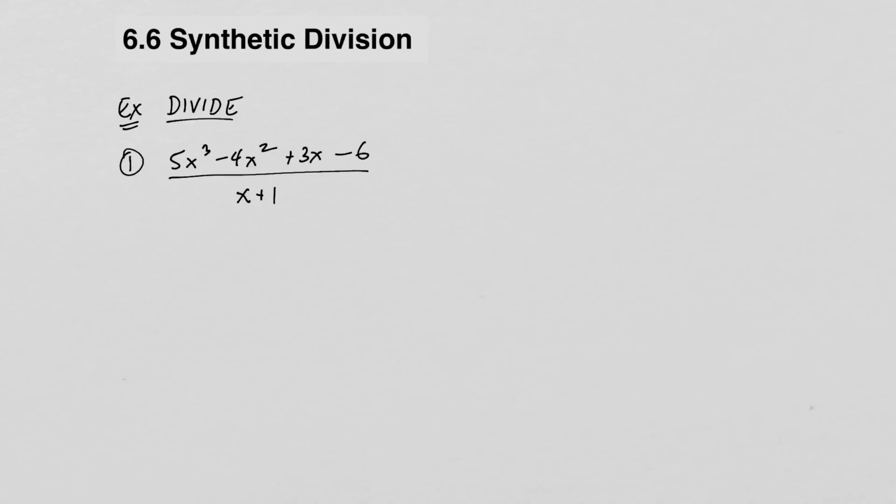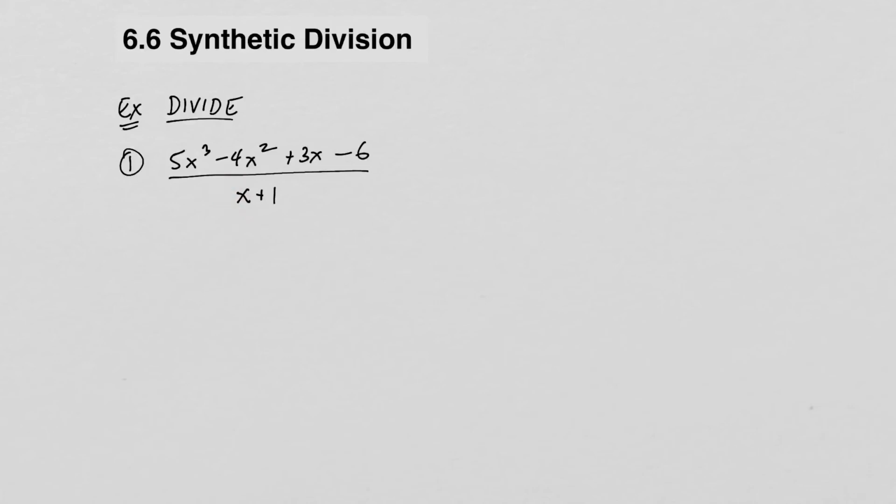In section 6.6, we look at a different method for division, and this is called synthetic division. And synthetic division is only used when dividing by a linear polynomial. That is a polynomial to the first degree. And also the coefficient of x needs to be 1.